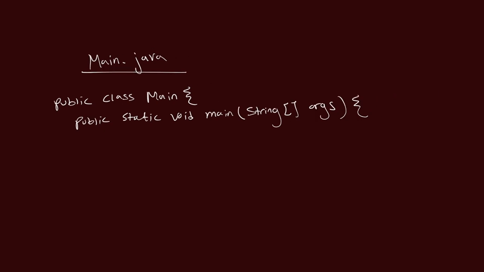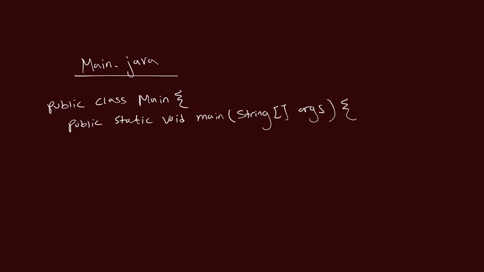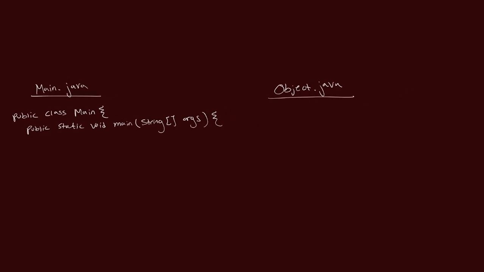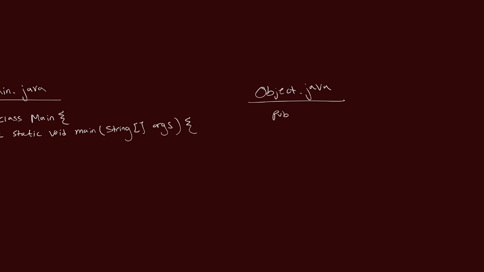Okay, so we're gonna go over the static keyword in Java. I'm gonna create a new class in a different file called object.java. What I want to do is, every time we call this class, be able to see how many times we've called it. So let me do public class object.